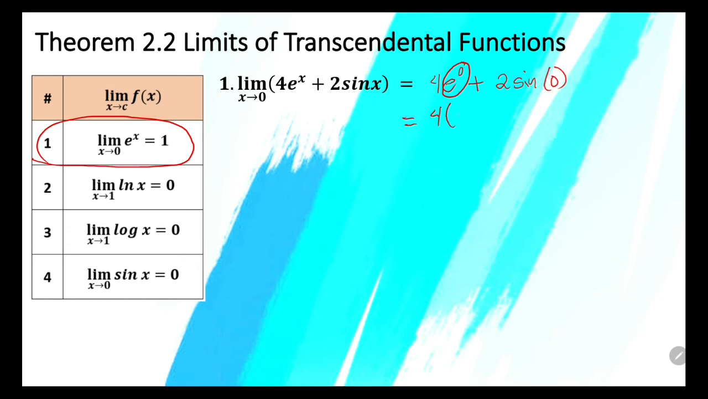So this is clearly equal to 1, and you have 4 times 1 plus 2 times the limit of sine x as x approaches 0, which is equal to 0. You can support this using your calculator. Sine of 0 is also equivalent to 0. So clearly this is 4 times 1, which is 4, plus 0. So the answer is 4.